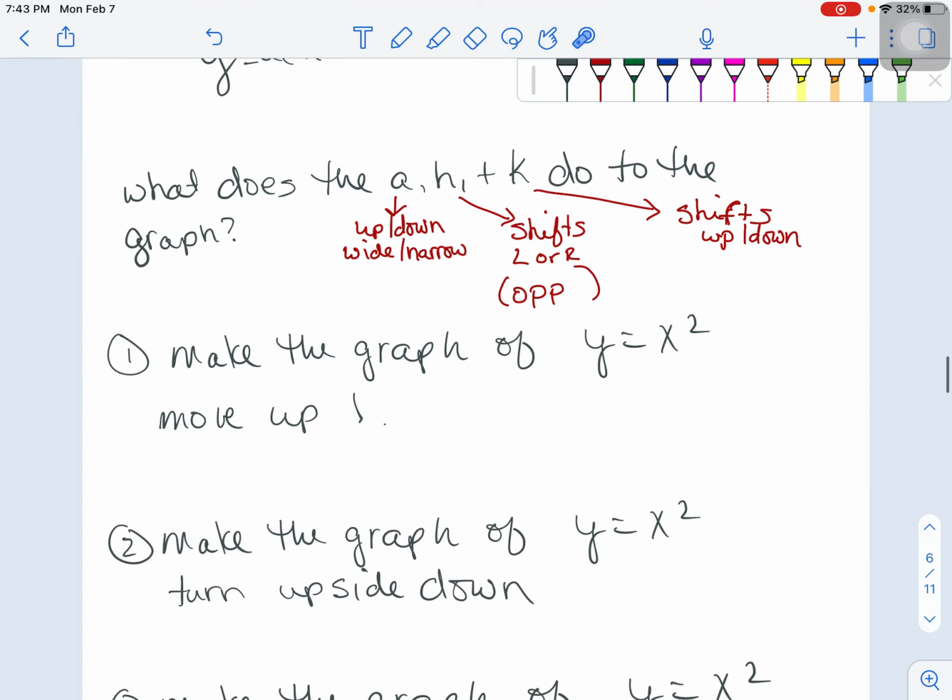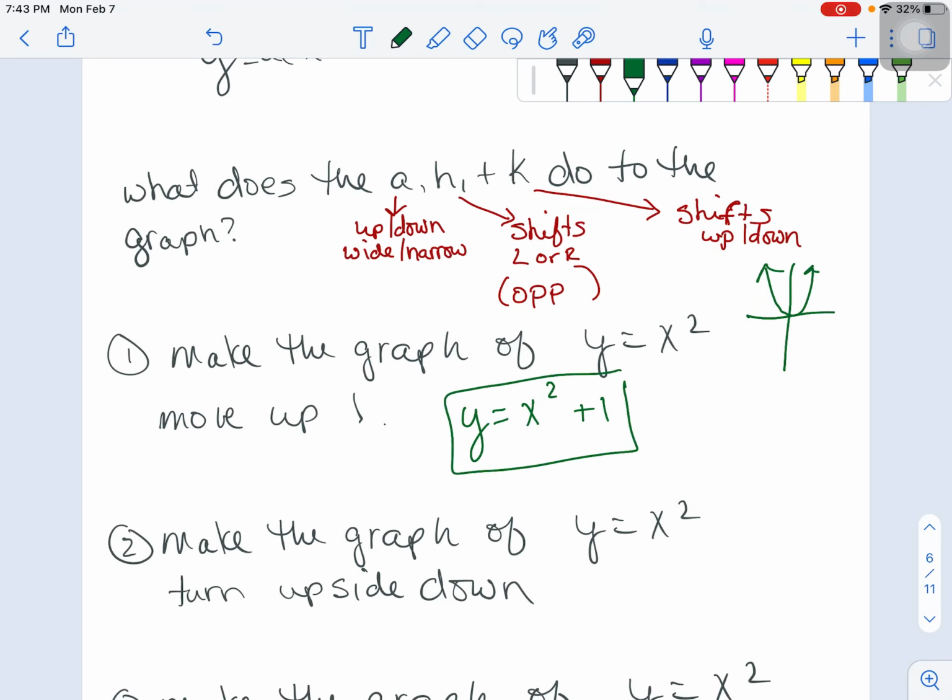So I want to make the graph of y equals x squared, which is just a basic parabola at the origin. I want to make it move up 1. Well, that would be the k value. So I would write y equals x squared, but I'd put a +1 in the back.